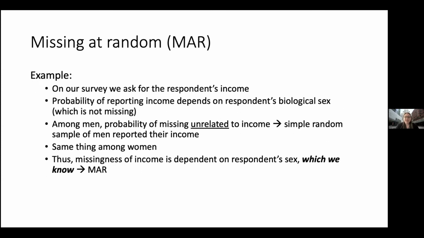So let's think of an example. Say we have that survey again, and on that survey, we're asking for the respondent's income. So the probability of reporting income then depends on the respondent's biological sex, which we know is not missing. So then among men, the probability of missing is unrelated to income. It's a simple random sample of the men who reported their income, and the same thing among women. So as long as we condition on sex, then this is missing at random.